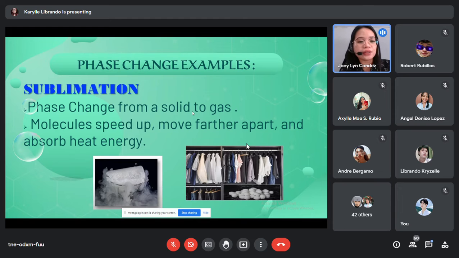So, it will go back to its gas phase. Same goes with other objects like naphthalene balls. They were commonly used before by many people. We put them in drawers or cabinets to get rid of insects. I don't think this is still common nowadays, but that's an example of sublimation. Okay, let's have the next slide.